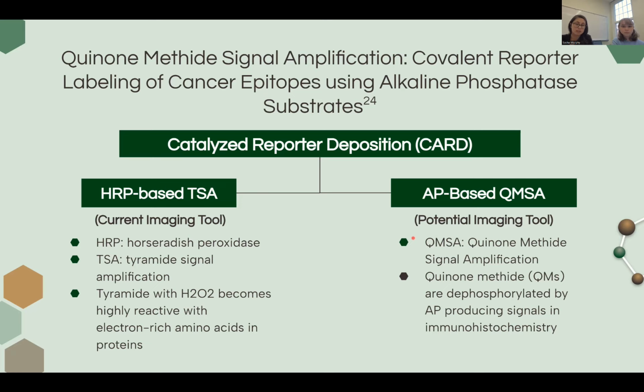And the way that this works is that tyramide in the presence of hydrogen peroxide becomes highly reactive with electron-rich amino acids and proteins, and then it is able to quantify where the binding of tissues are, cancer tissue. And then the only problem with this is that it's kind of expensive and uses a lot of chemicals because between each step, you have to inactivate the HRP or the horseradish peroxidase.